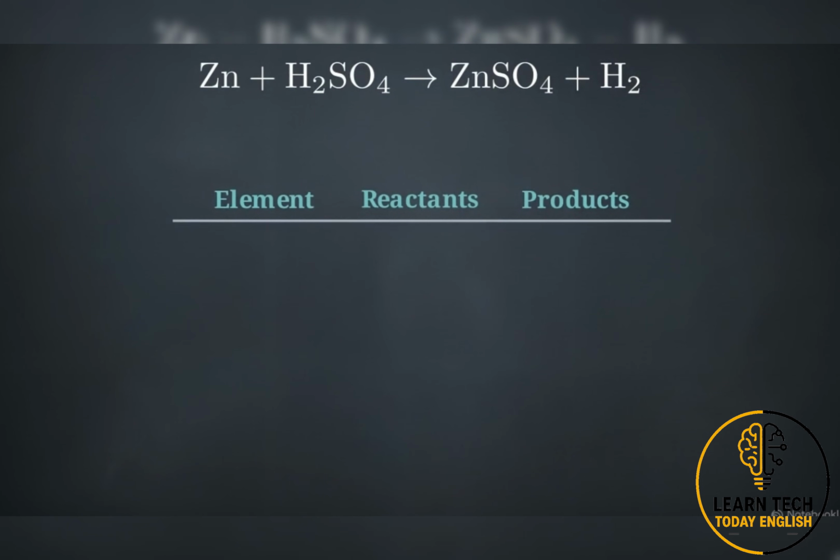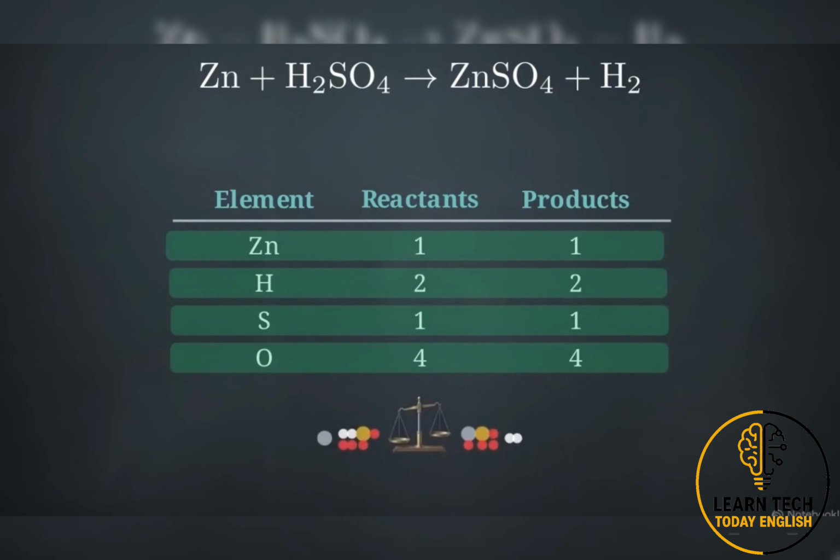This reaction between zinc and sulfuric acid shows a balanced state. Look at the tally table underneath. We have 1 zinc, 2 hydrogens, 1 sulfur, and 4 oxygens on the left side, and the exact same count on the right. Because every atom is accounted for, the physical scale balances.